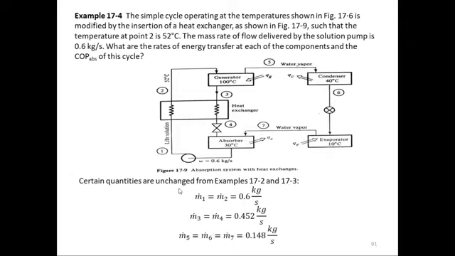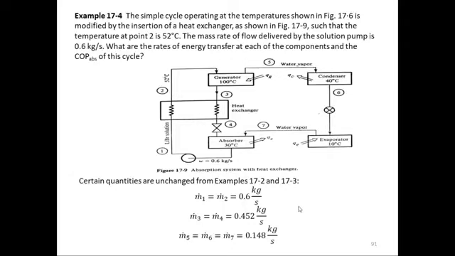So certain quantities are unchanged from example 17-2 and 17-3. The mass flow rates m dot 1 and m dot 2 will be the same because it was given to us as 0.6 kilogram per second. M dot 3 and m dot 4 will be the same as we figured out before, so it will be 0.452, and m dot 5, m dot 6, m dot 7 will be 0.148. This was m dot 3 previously. So this mass flow rate will be the same.